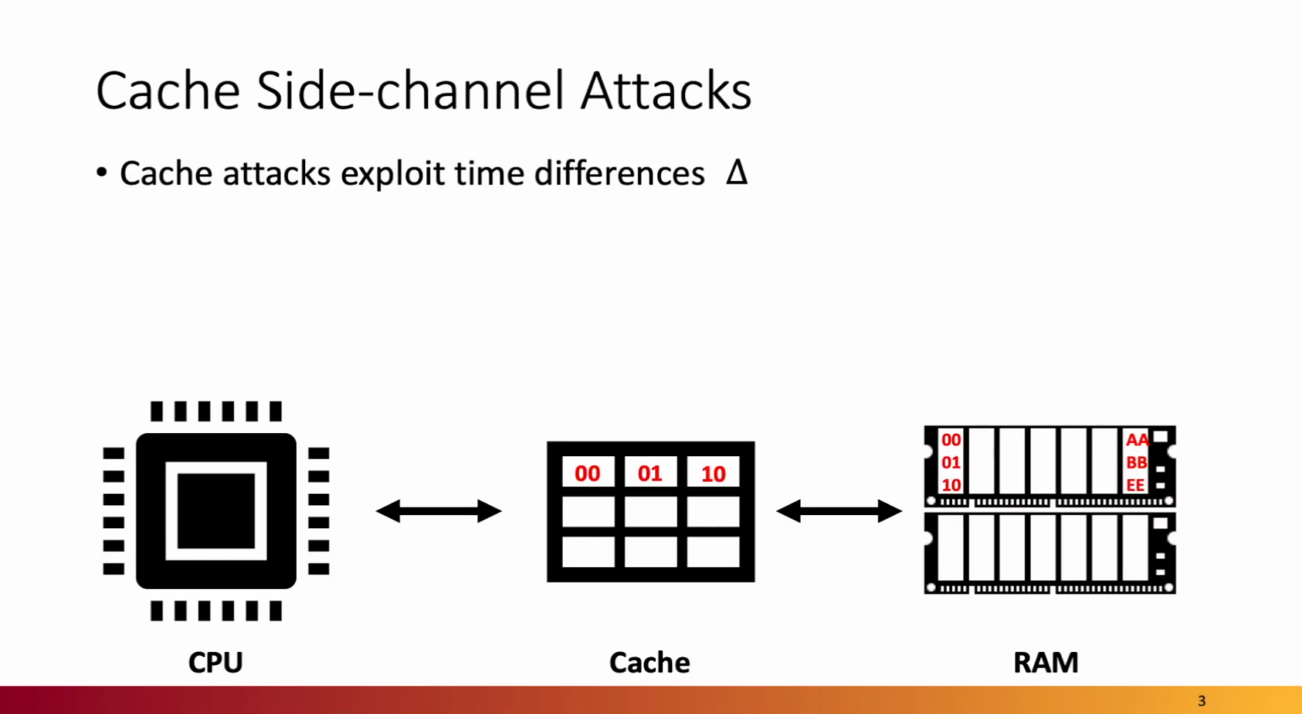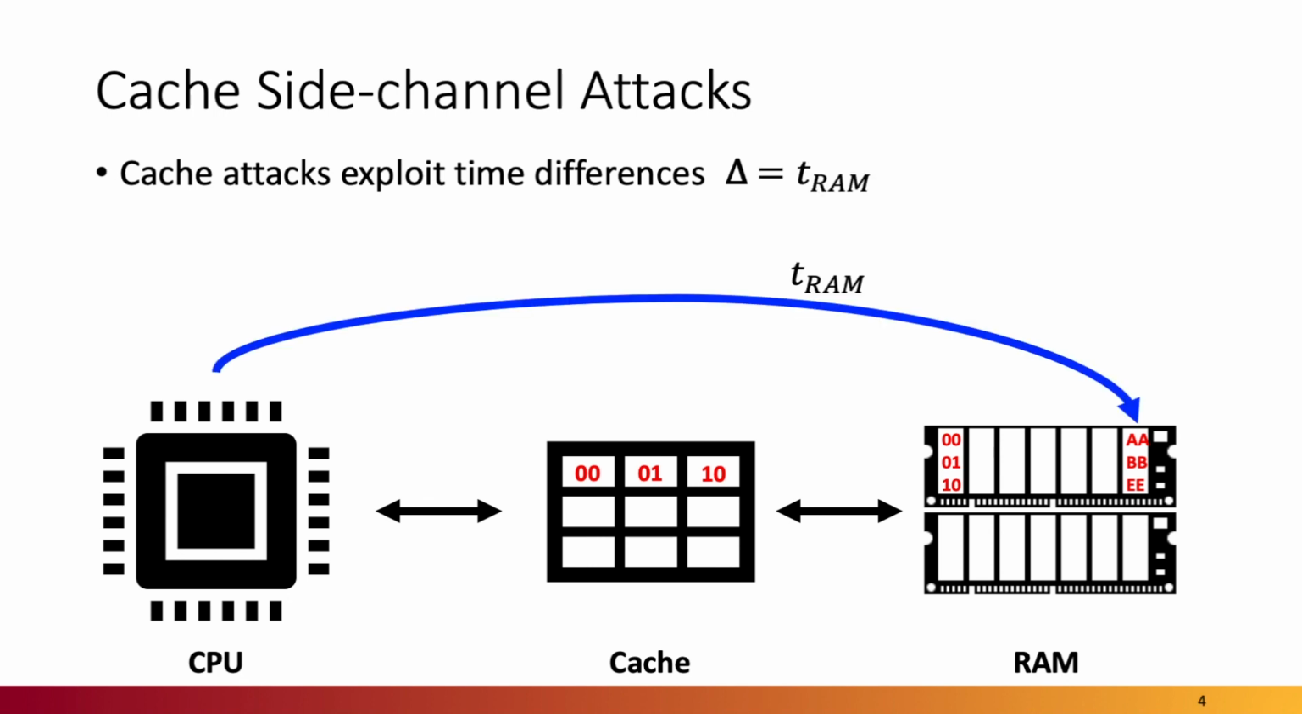Basically, cache-side channel attacks identify which data is in a cache by exploiting time differences between an access time to the main memory and an access time to a cache. To infer the sensitive data, attackers can check the access time to some data. If the access time is very fast, it indicates that the data is in a cache, which also means that the data was used by a victim process.